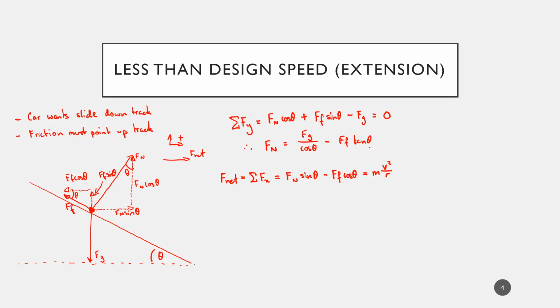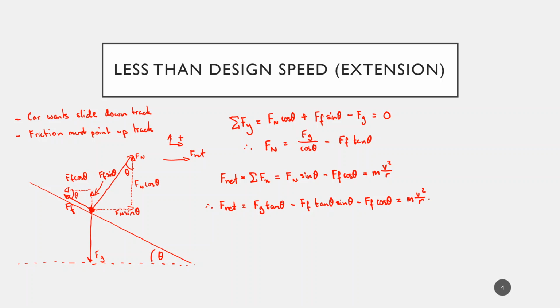I've got this expression for the normal force, and I'm going to substitute that into here and clean it up. So the normal force is Fg over cos theta times sine theta, which is Fg tan theta. Then I'm going to have minus friction tan theta times sine theta. And then I've done substituting that. Now I've just got to subtract this friction from all of that. That equals mv squared on r.